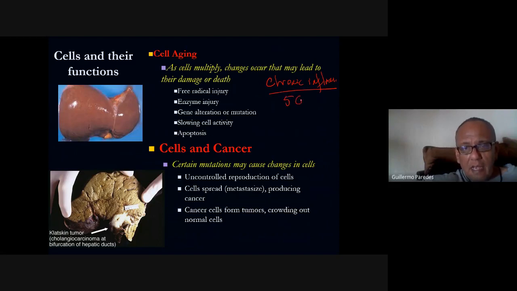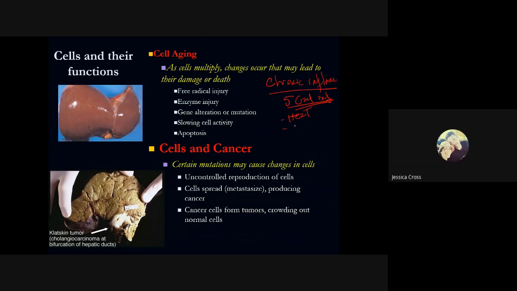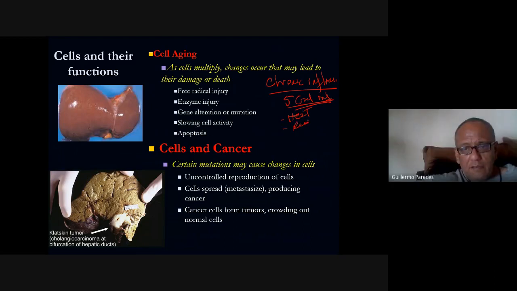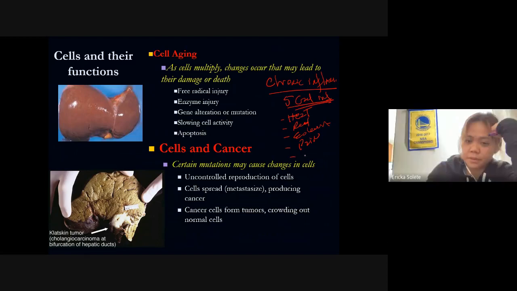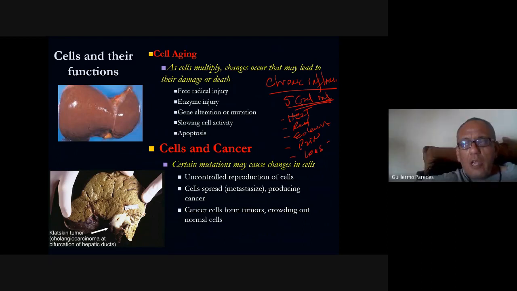You remember the 5 cardinal signs of inflammation. We talked about that, right? Yes or no? Yes. Heat, redness, edema, that means swollen. What else? We have pain, excellent, and loss of function. So listen, people who are alcoholic can have liver cancer.